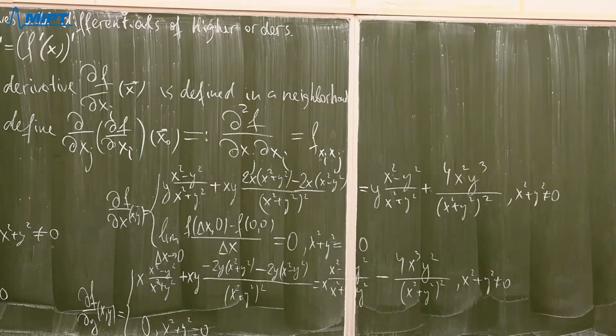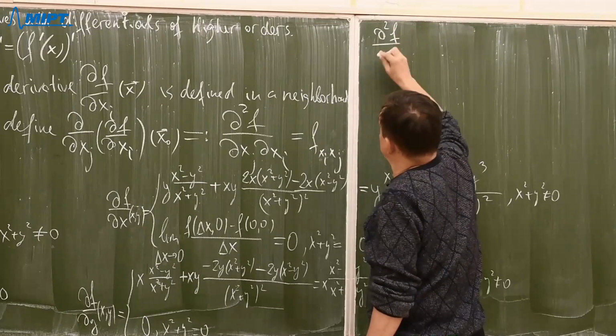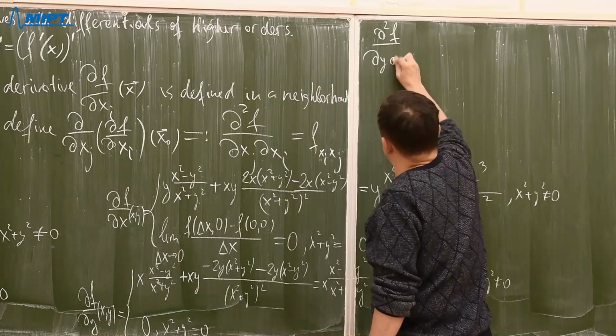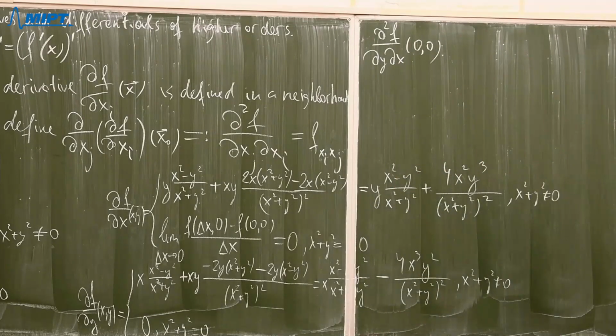Partial derivatives of the first order are computed, and then we can compute partial derivatives of the second order. So I'll start with the partial derivative d2f over dy dx.